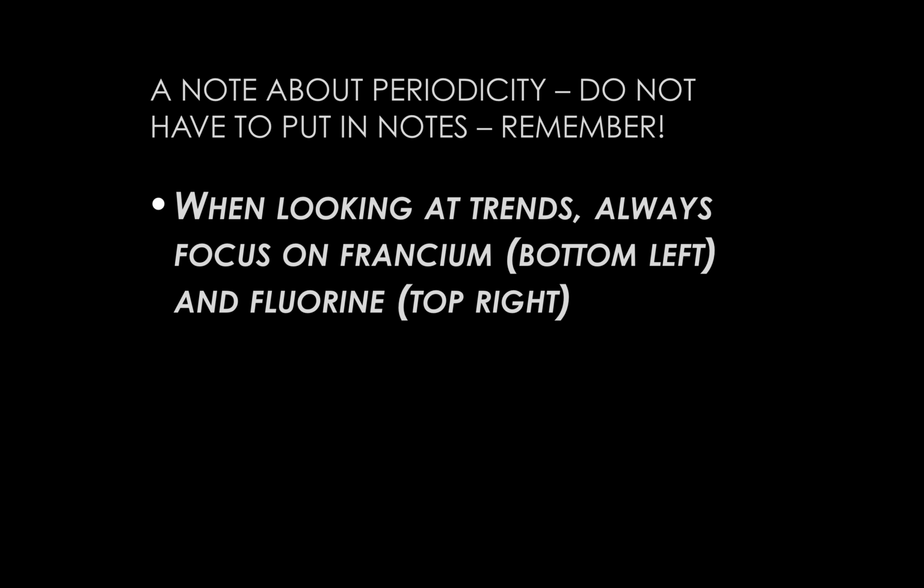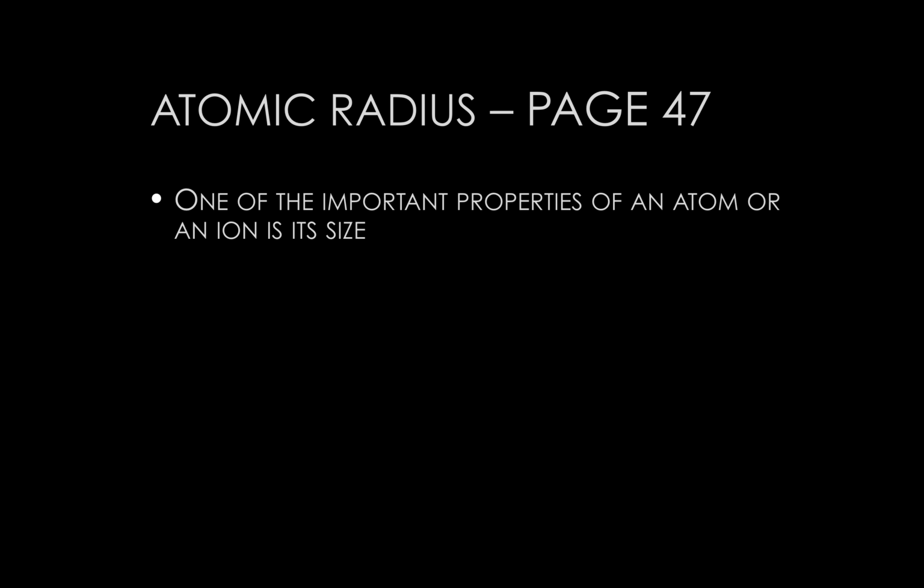So when we talk about periodic trends, we want to focus our attention to francium, which is in the bottom left, and fluorine, top right. So we're always talking about going towards francium and going towards fluorine. Atomic radius is one of the most important properties of an atom or ion, and that is its size. So atomic radius is the distance between the nucleus and the valence shell.